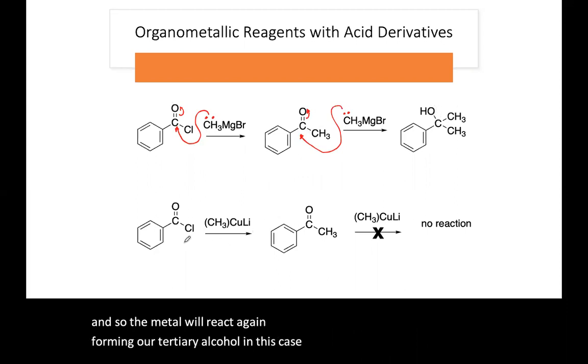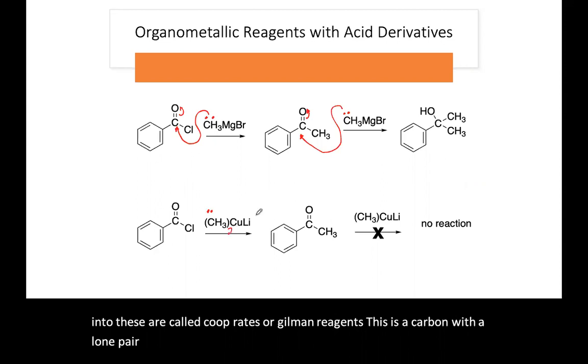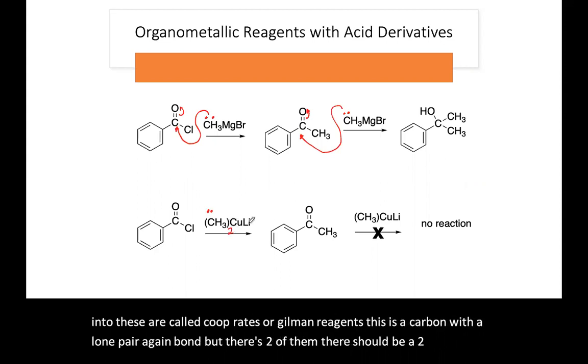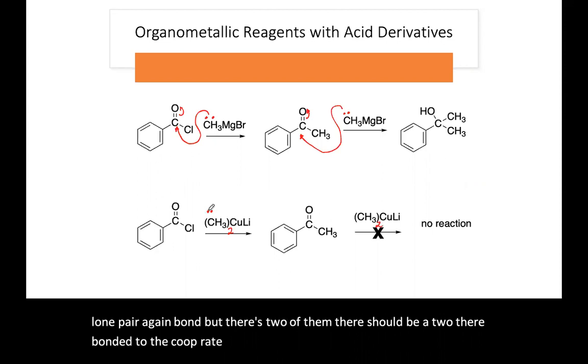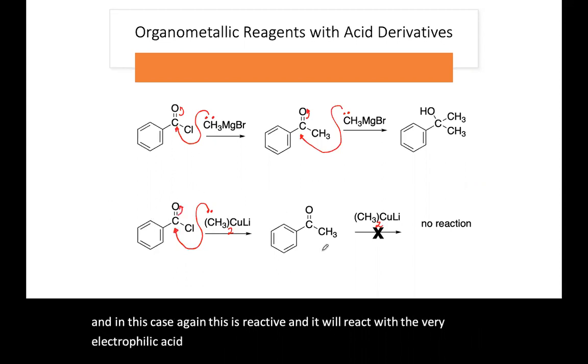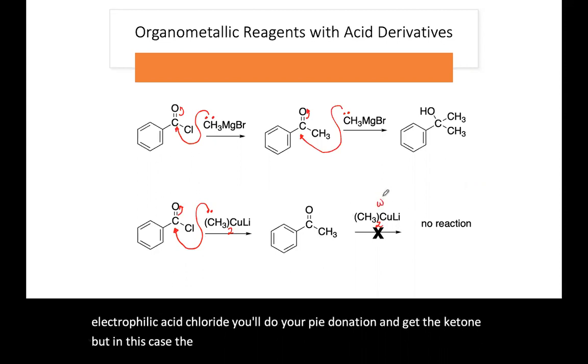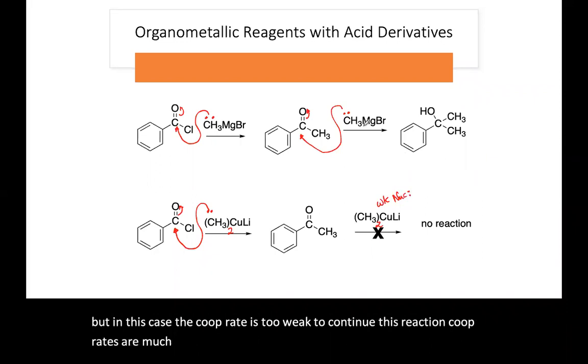However, we're going to introduce some new reagents. These aren't Grignards, these are called cuprates or Gilman reagents. This is a carbon with a lone pair again, but there's two of them, there should be a 2 there, bonded to the cuprate. And in this case, again, this is reactive and it will react with the very electrophilic acid chloride. You'll do your pi donation and get the ketone. But in this case, the cuprate is too weak to continue this reaction. Cuprates are much weaker nucleophiles than the Grignards. And so this stops at the ketone.